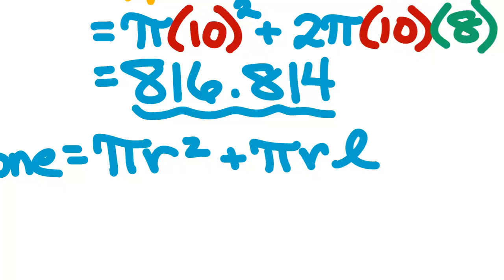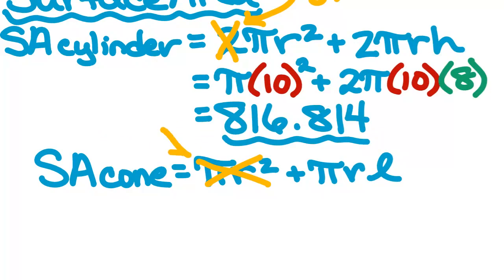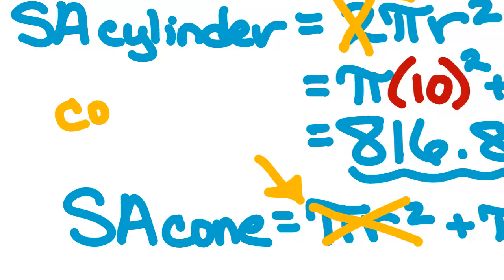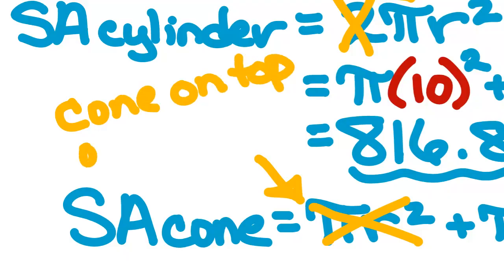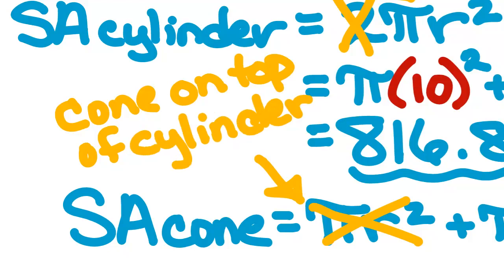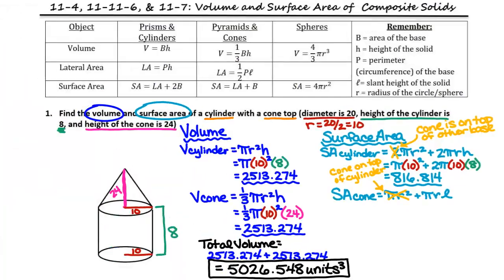If I were to paint this object, would I paint the bottom of the cone? No. Cone on top of cylinder. Yep. Whenever they are on top of each other, it depends on the shape. What we're talking about here is surface area. So if it's not on the surface, then we don't include it.